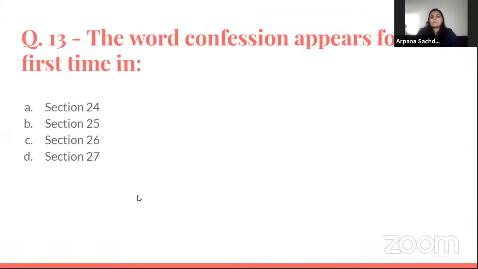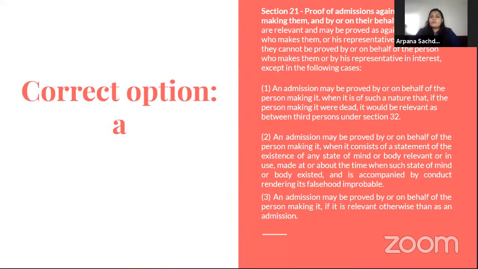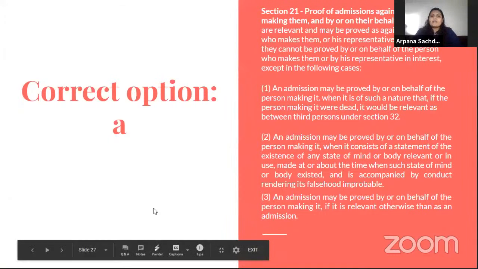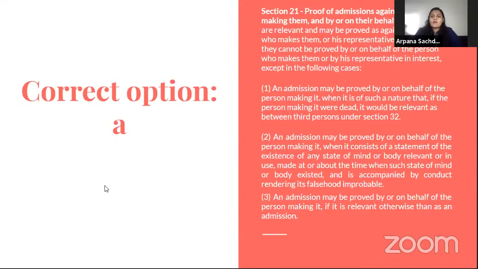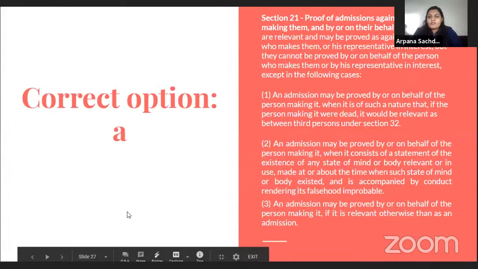And the second exception is that an admission may be proved by or on behalf of a person making it when it consists of the statement of the existence of any state of mind or body relevant to the issue, made at or about the time when such state of mind or body existed, and is accompanied by conduct rendering its falsehood improbable. So these are the two exceptions, and we have the third exception also.